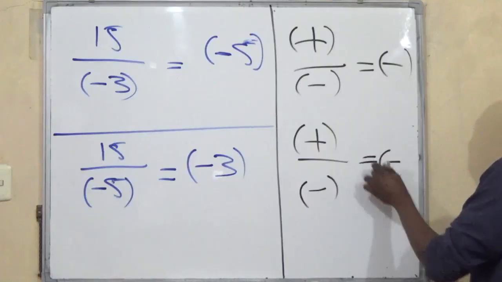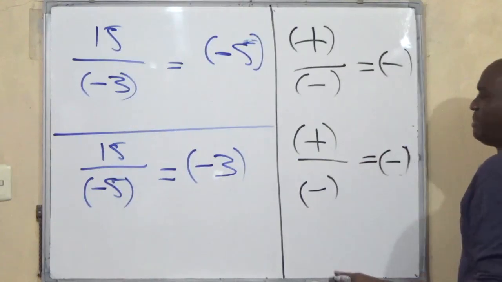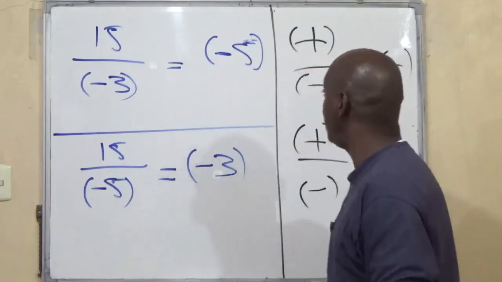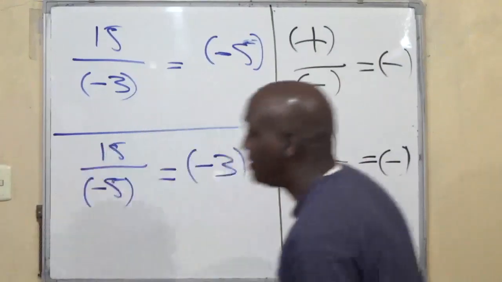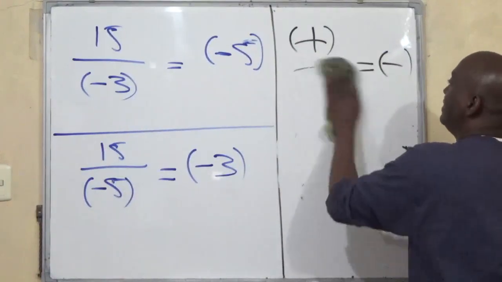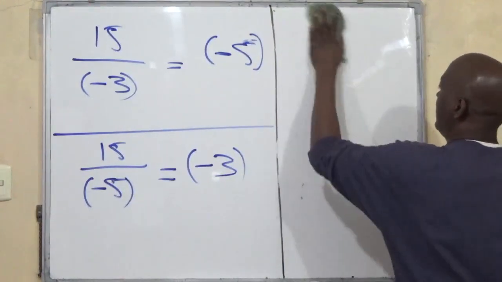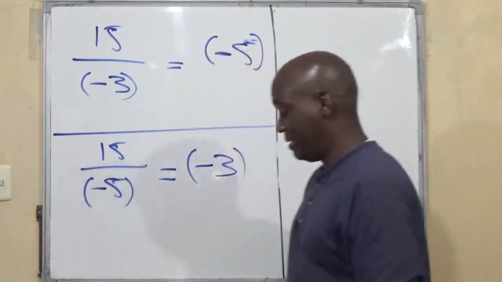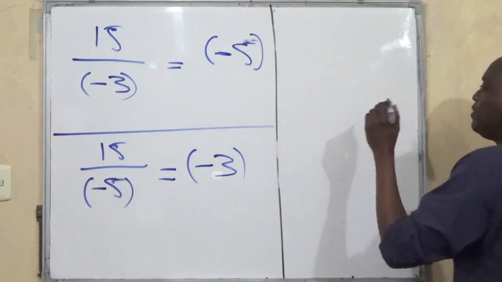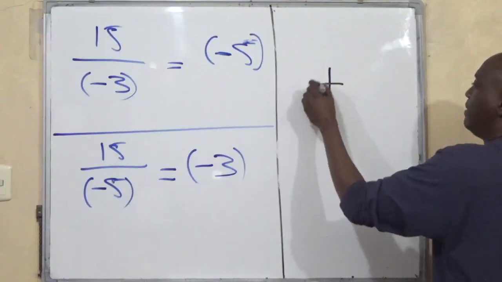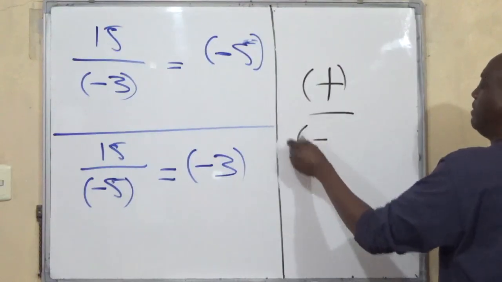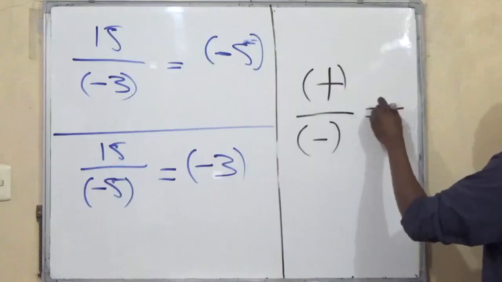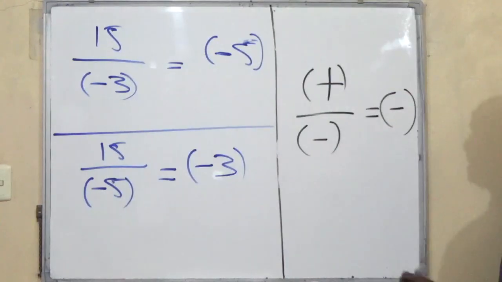The answer is negative, right? Okay, so I just basically repeated myself. In other words, the rule that we illustrated here is basically one rule. I just went along trying to write it both times. The rule is that a positive number divided by a negative number will give a negative number as the answer. That is the basic rule.